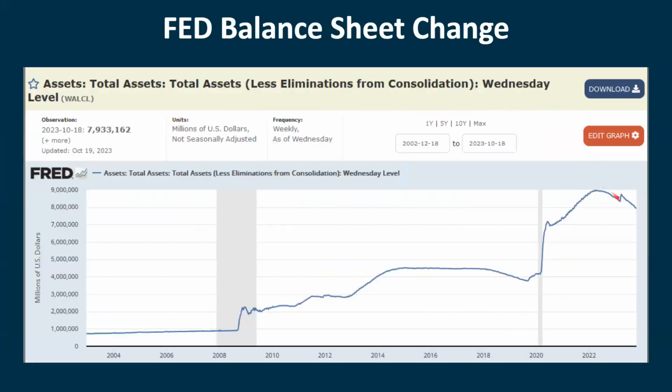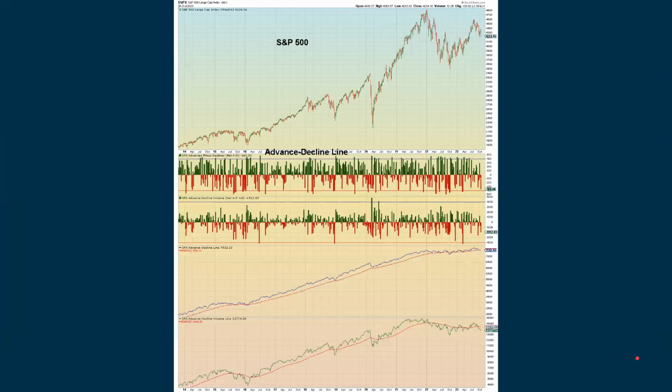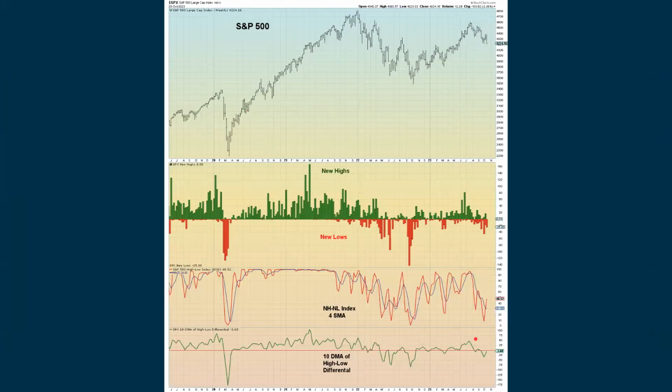We're also seeing the Fed balance sheet continuing to decline as things are falling off, like bonds that are expiring and not being renewed and so forth. We can also see the year-over-year change as the balance sheet continues to go down. Then looking at the advanced decline line, we're still barely above the moving average based on price, while we're dropping below the moving average based on volume. So we're getting a mixed picture here.